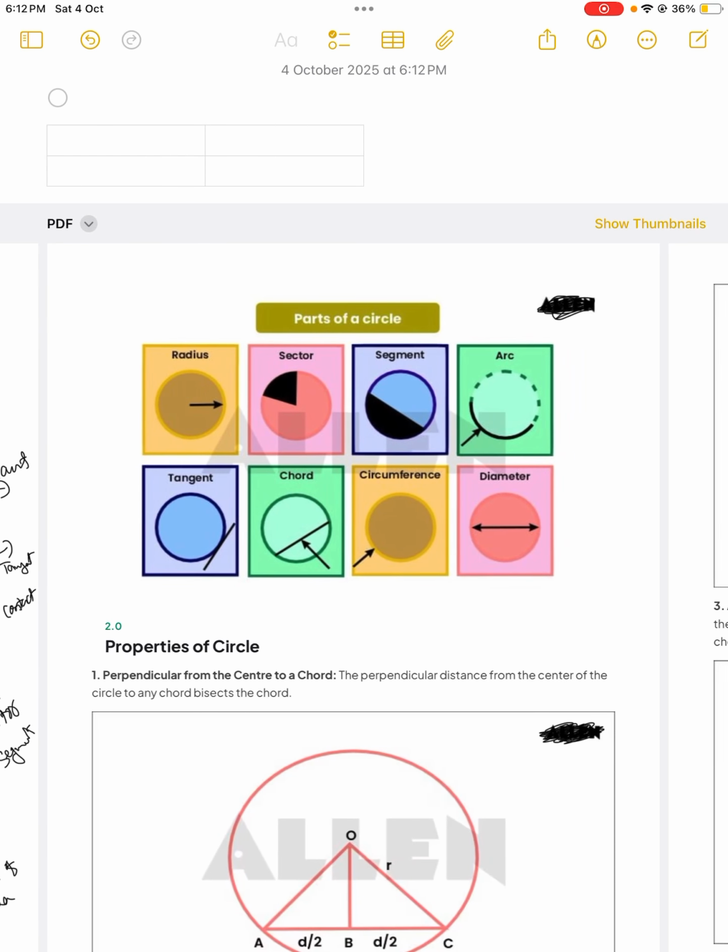Here we observe part of a circle. We know the radius figure, and this is the sector. Already discussed sector. This is the segment. This black region is the minor segment.